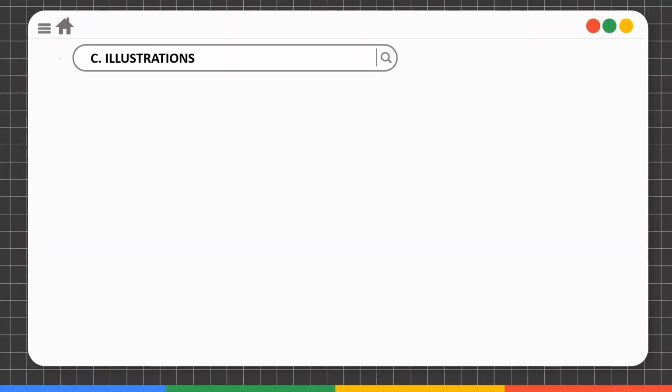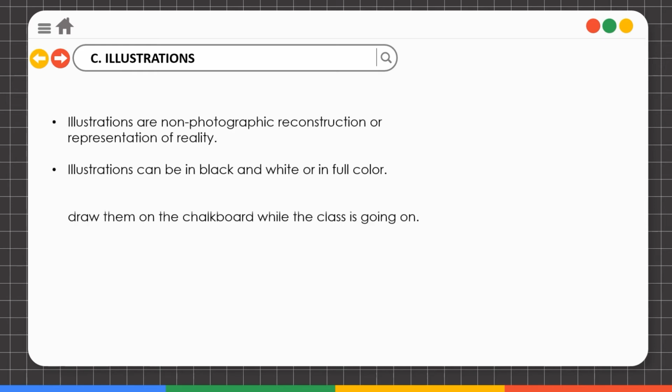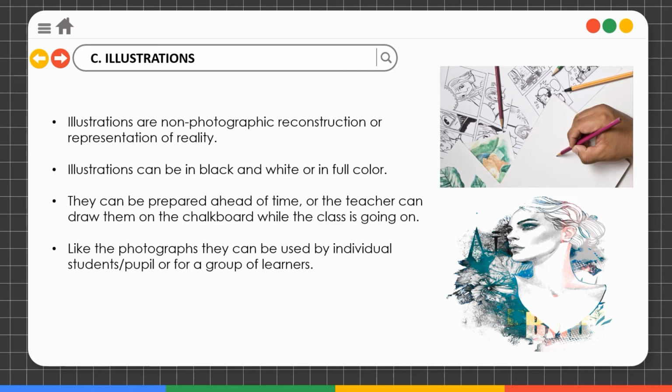The third type of pictorial media is illustration. So illustrations are non-photographic reconstructions or representations of reality, sketched or drawn by the teacher or the learners themselves. Kung walang readily available na mabibiling mga pictures related to the topic na i-di-discuss ng teacher, pwede ito. Si teacher mismo o ang mga learners ang guguhit o magdo-drawing.